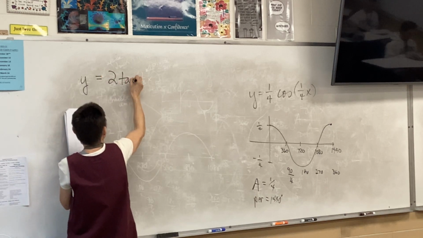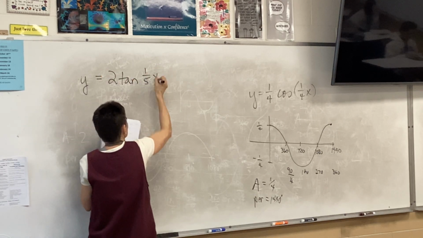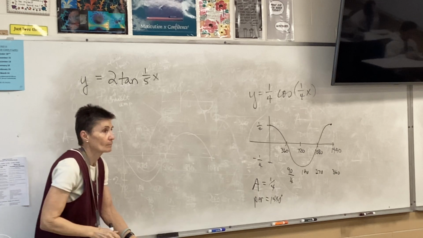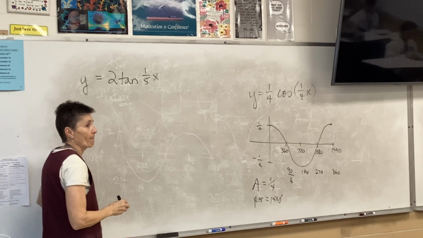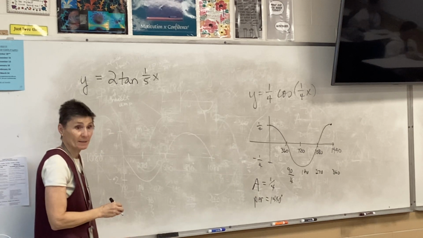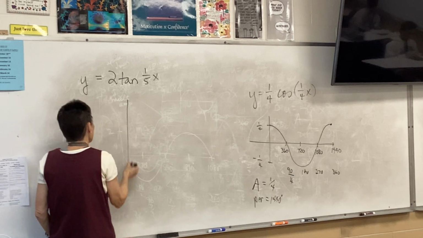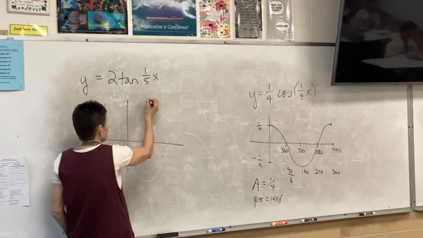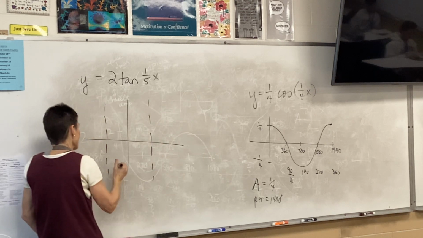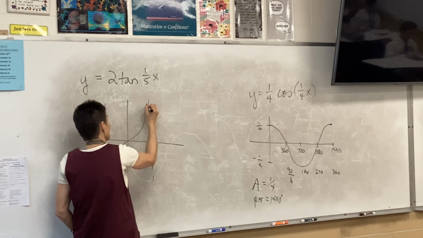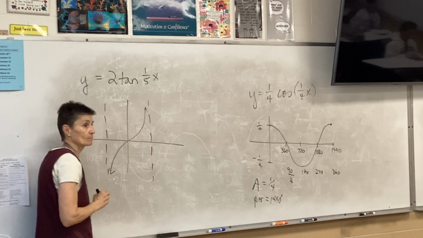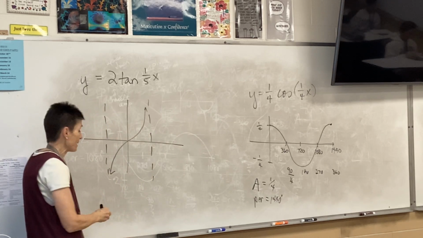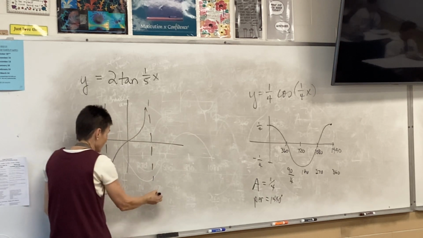2 tan 1/5 x. Now we know what our basic shape is. There's no negatives, so it looks like a normal tangent. Couple of asymptotes and a squiggly through the origin. And these are supposed to be at negative 90 and 90.